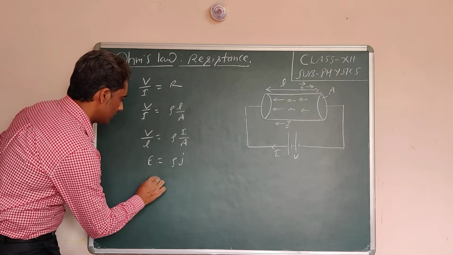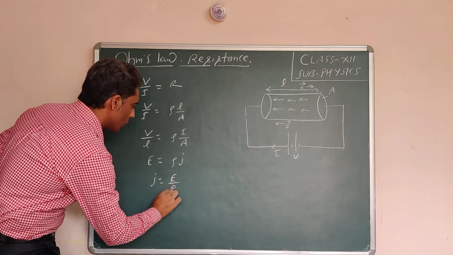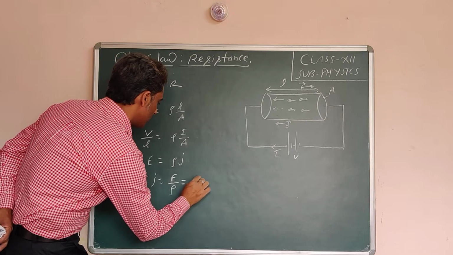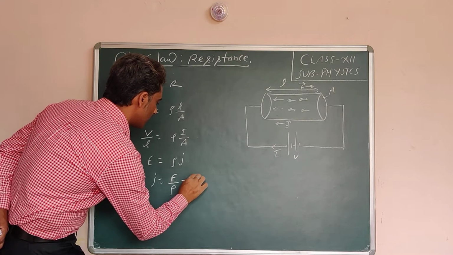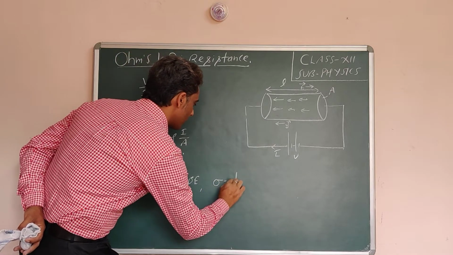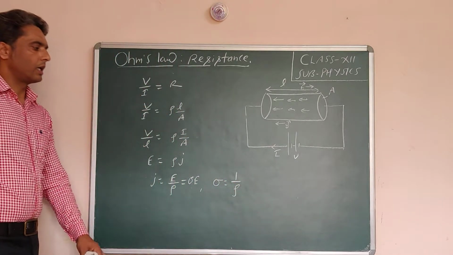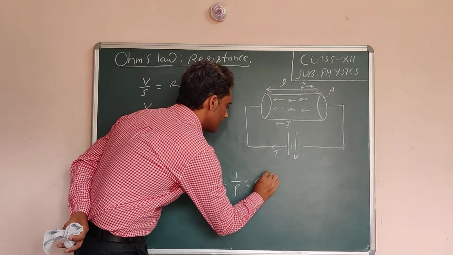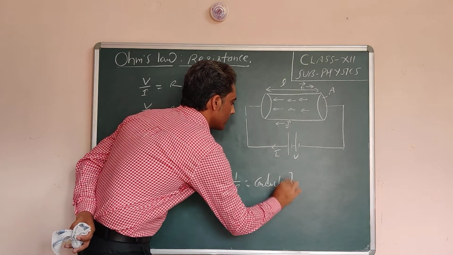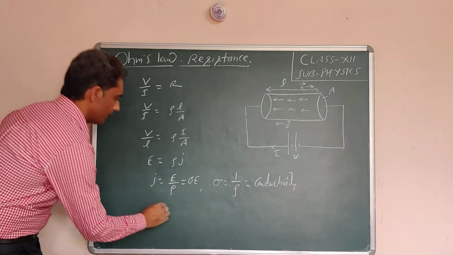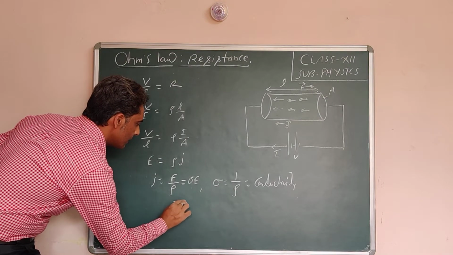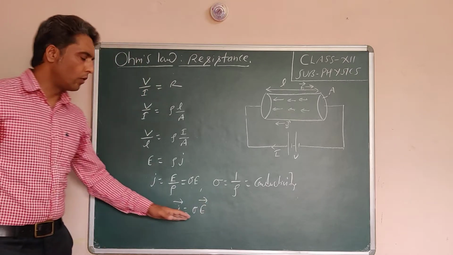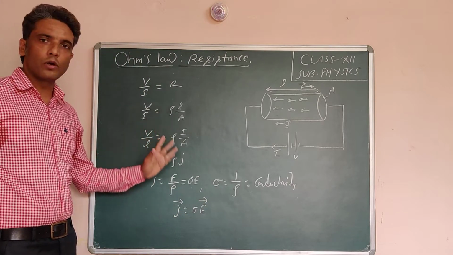so we can write J is equal to E over rho, and that is equal to E into sigma, where this sigma is the reciprocal of resistivity, and the reciprocal of resistivity is known as conductivity. So here we write in vector form J is equal to sigma E. This is the microscopic form of Ohm's law, or we can say that this is Ohm's law in vector form.